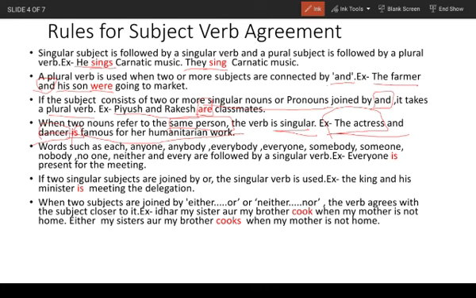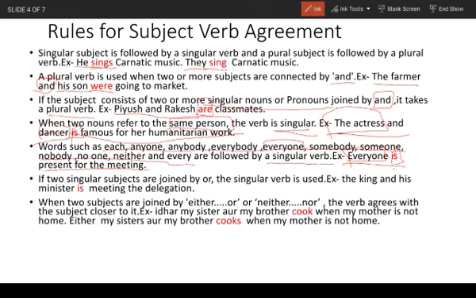Words such as each, anyone, anybody, everybody, everyone, somebody, someone, nobody, no one, neither, and every are followed by a singular verb. So when we use such words, let me underline them. So when we use such words, at that time we use a singular verb. Like everyone is present for the meeting. Here everyone, and is, so is a singular verb. So when we use everyone, we have used a singular verb.